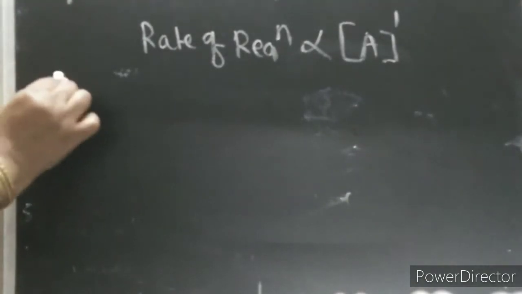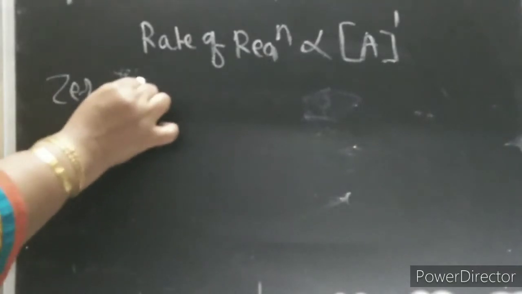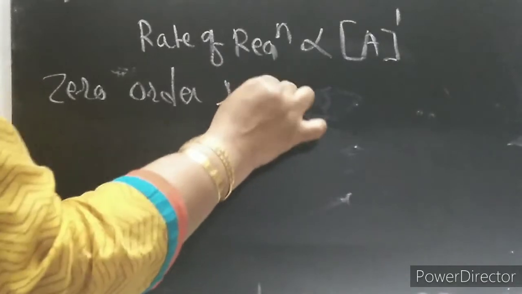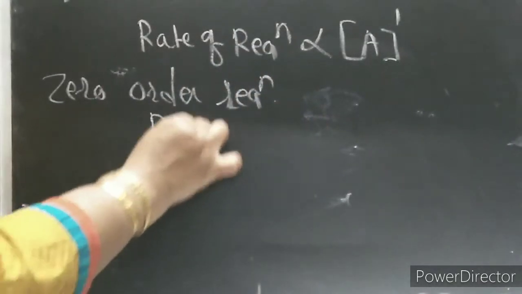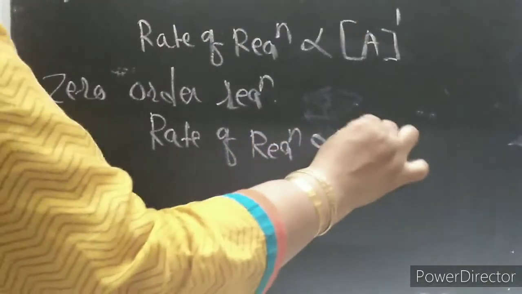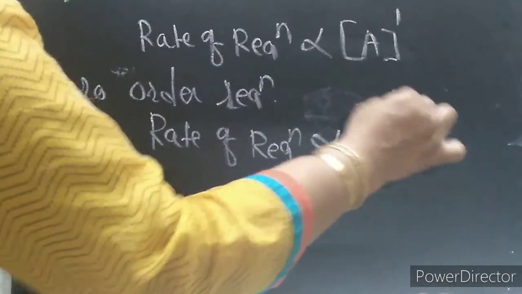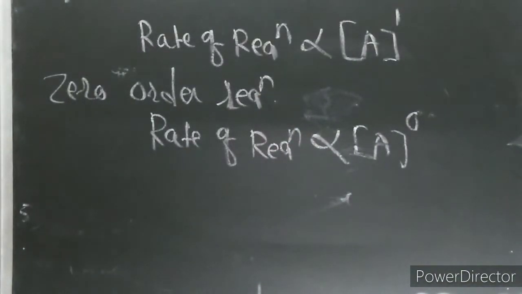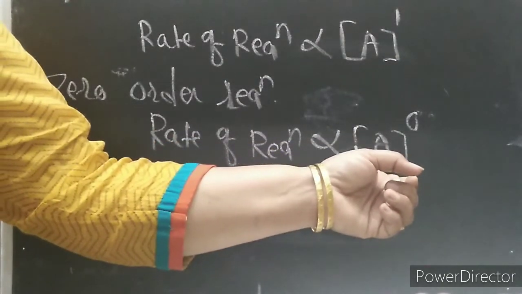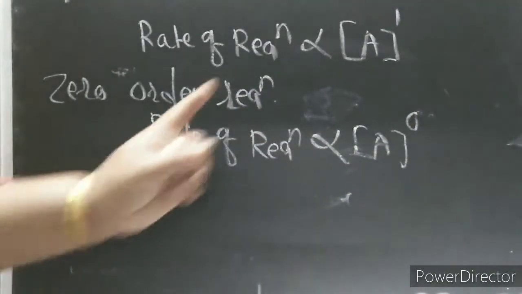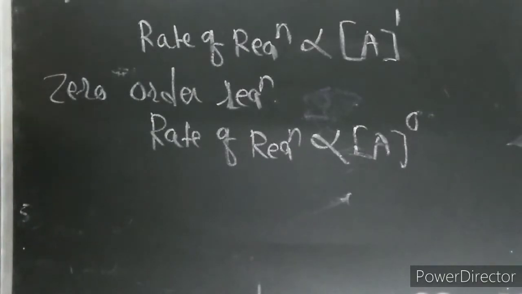One more is there, zero order reaction. So what is zero order reaction? If rate of reaction is independent of the concentration of reactant, then it is called a zero order reaction. When rate of reaction is independent of the concentration of reactant, that is, suppose the reactant is A, if its concentration is raised to power 0, then it is called a zero order reaction.